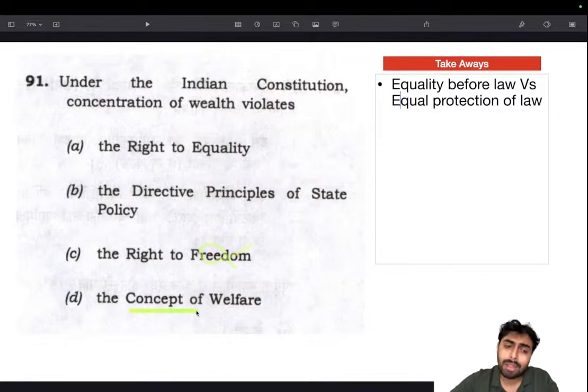Okay, this can have an issue. This of course has an issue. That's why it's part of the directive principles of state policy. This is true actually. This is not wrong. But in the Indian Constitution, it is explicitly mentioned in DPSP.